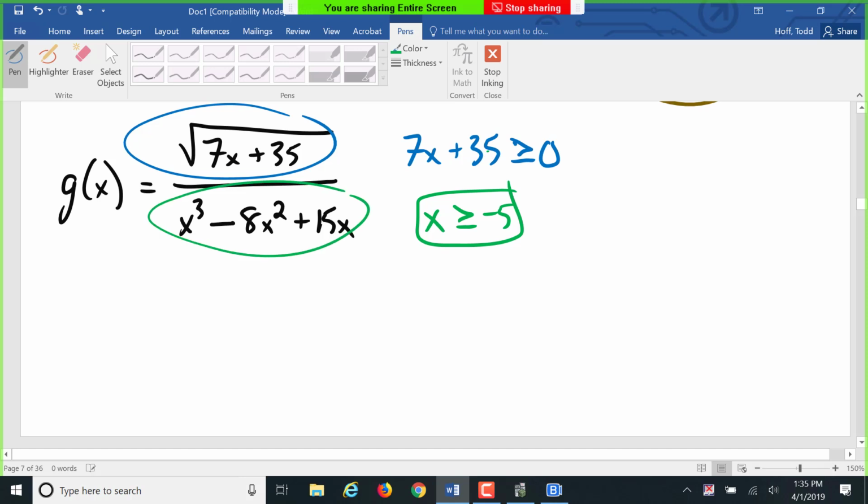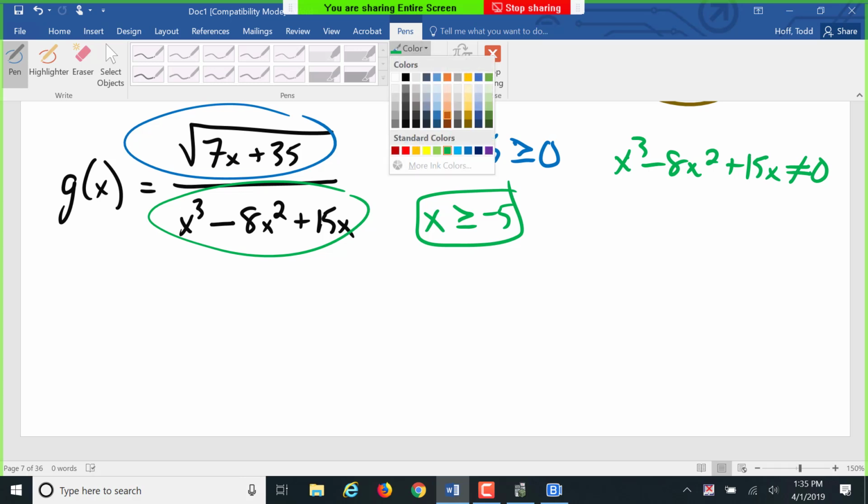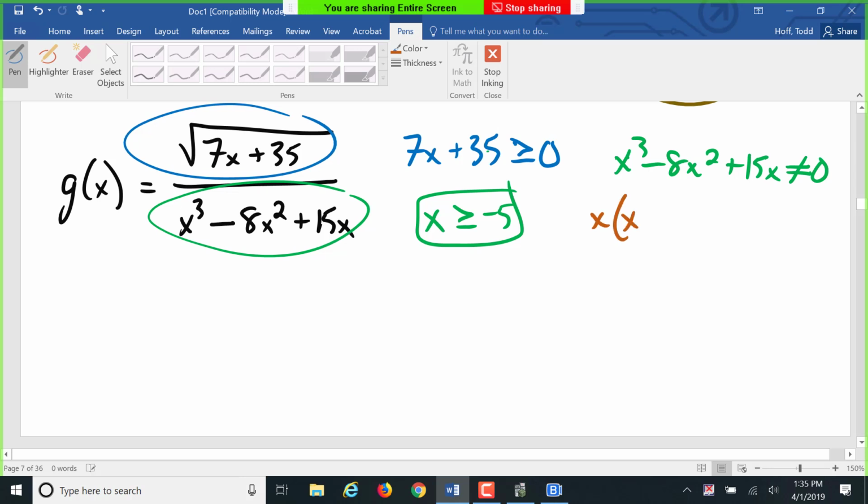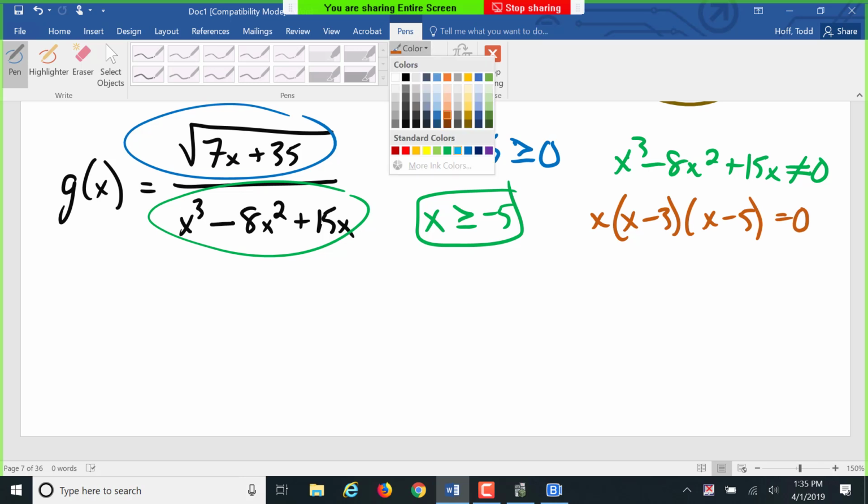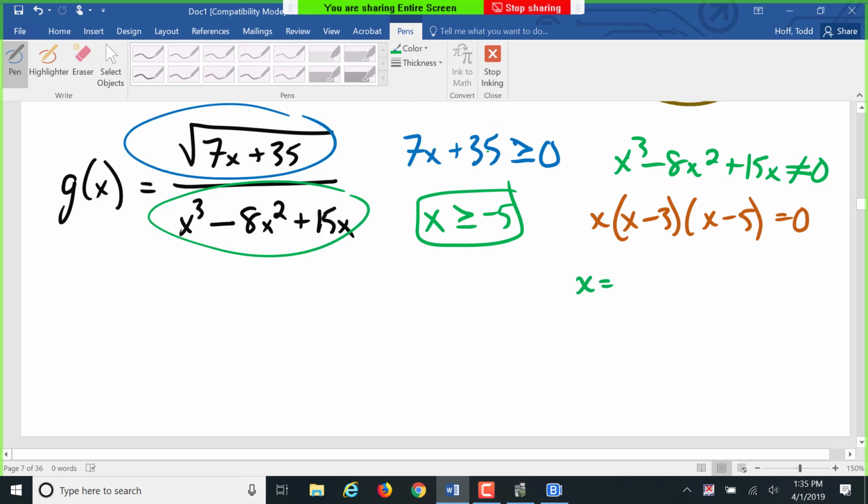From the denominator, we have the restriction. x to the third minus 8x squared plus 15x has to do what? x times x minus 5 times x minus 3. Okay. Yeah, it has to not equal 0, and yeah, we factor that, gives us x times x minus 3 times x minus 5. Absolutely correct. And we solve those to get the x tells us, go ahead. Perfect. x can't be 0, x can't be 3, x can't be 5.